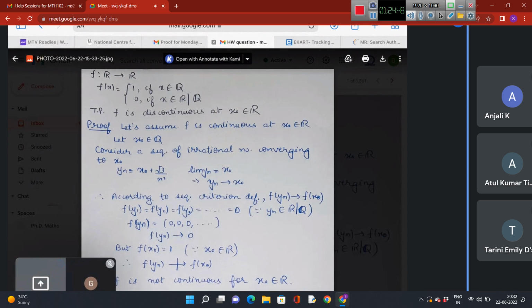So is the argument clear, or is there any doubt in this argument? Why is this function discontinuous at each and every point of R?